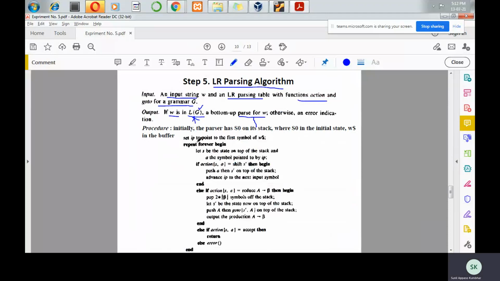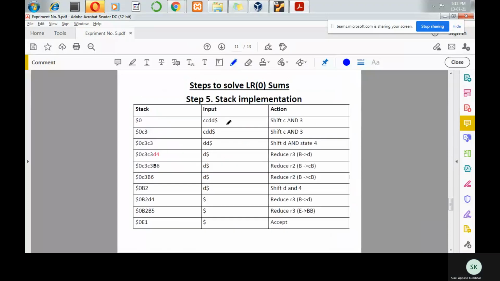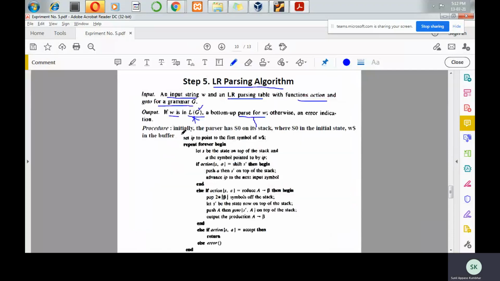So let us see the example and then we shall discuss the algorithm. In the very initial state, the parser has S0 on its stack, where S0 is the initial state, and W is a string in the buffer. The input pointer points to the very first symbol of string W and the loop is executed.